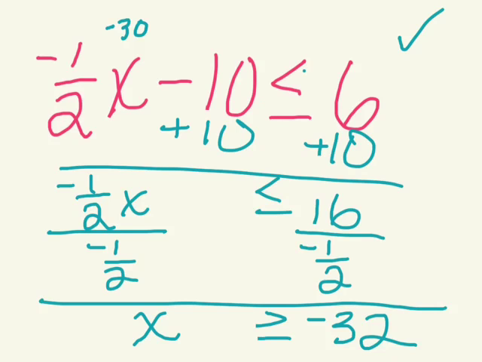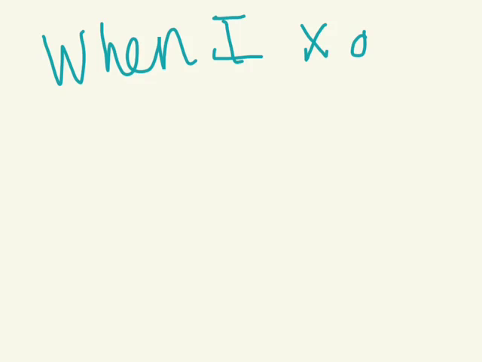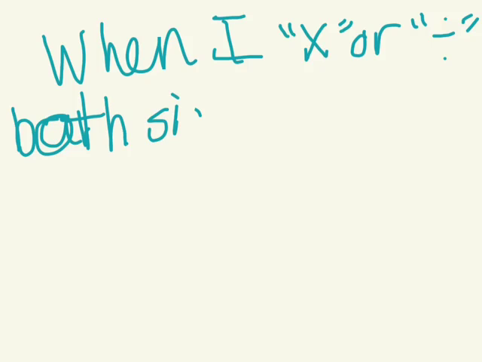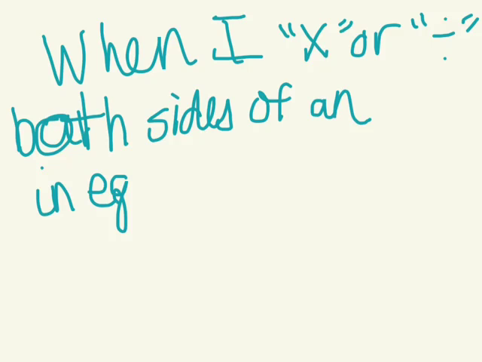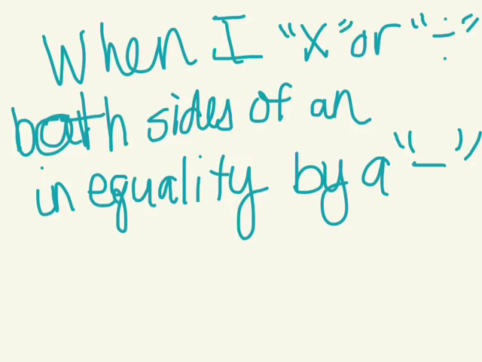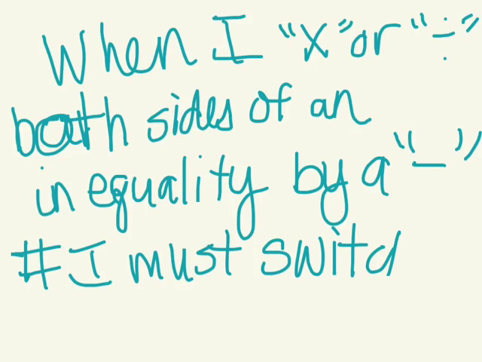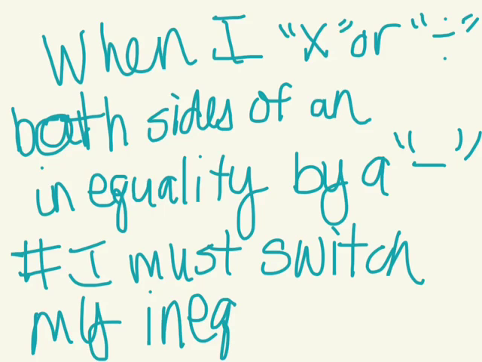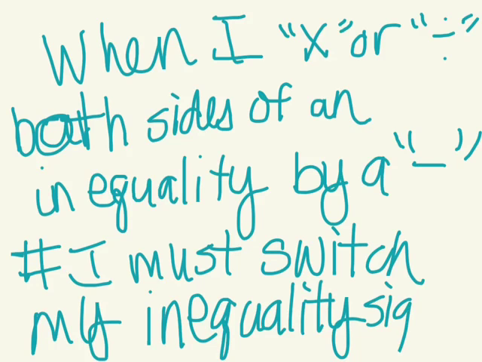Okay, so hopefully you've got the rule down: when I multiply or divide both sides of an inequality by a negative number, I must switch my inequality sign. All right, that's the rule.